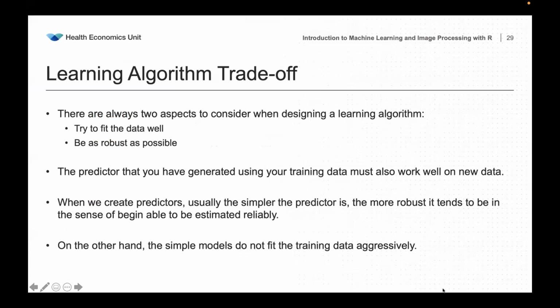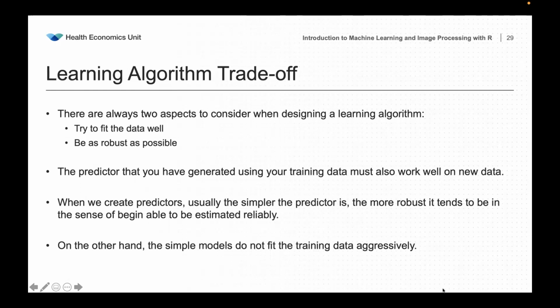Hi again. As Bruno explained, there are many models and many possible ways to solve your problem in machine learning. For example, you can use supervised machine learning, unsupervised machine learning, and sometimes reinforcement learning. It all depends on what kind of problem you have and what kind of outcome you want. So there is always a trade-off between the machine learning algorithms, and these are always the two aspects to consider when you are designing your model.